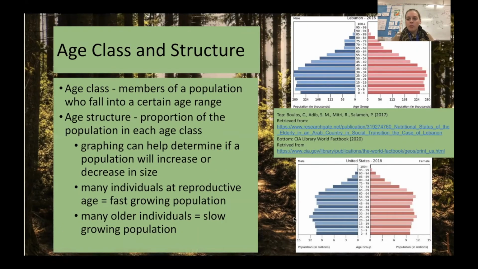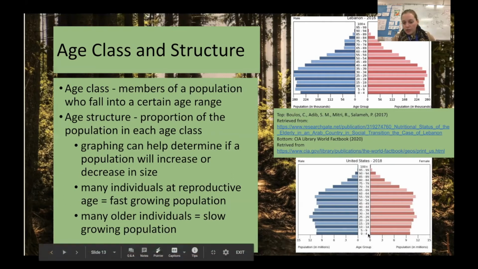If we want to know if a population is increasing or decreasing, we may want to create an age class or an age structure diagram. So this is going to break the population down into certain age ranges. So here we have 0 to 4, 5 to 9, 10 to 14. On this side, we map the females. On this side, we map the males. So here you have the number of females that are 0 to 4 years old in the United States in 2018. Here you have the number of males that were 0 to 4 in the United States in 2018.